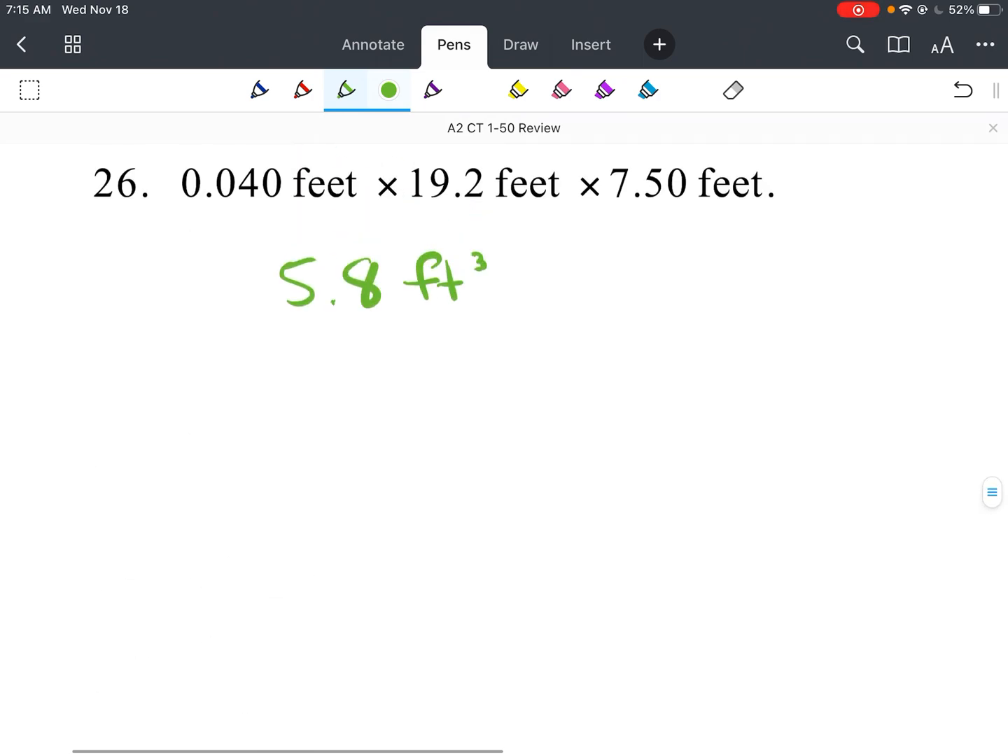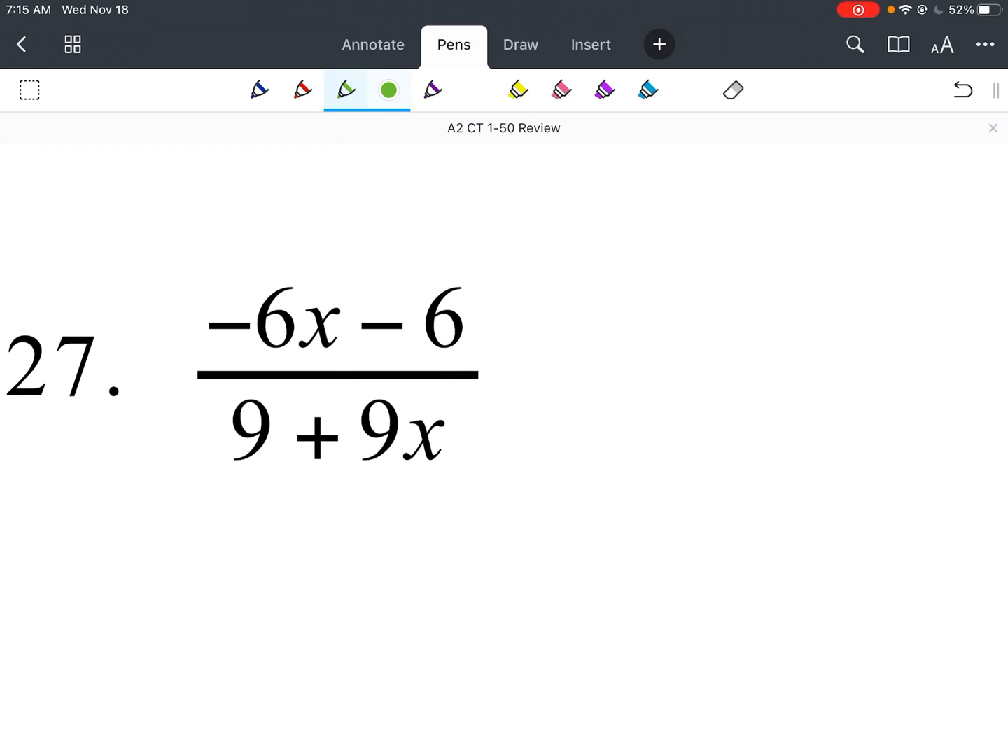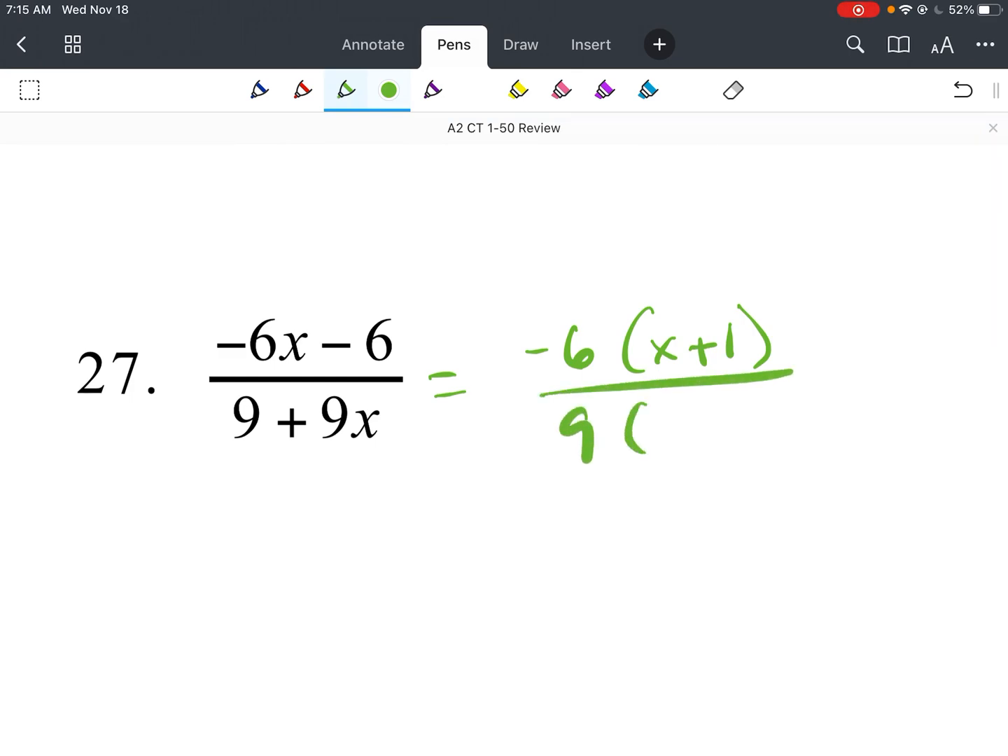5.76. All right. It says simplify and look for excluded values. Is there anything that the bottom cannot be? So the first thing I like to do is factor. Okay, so let's take out on the top. We'll do negative 6, x minus 1, and x plus 1. And then the bottom, I'll do 9 and then it'll be 1 plus x, but I'm going to flip it to x plus 1 just so I can see how it's simplified.